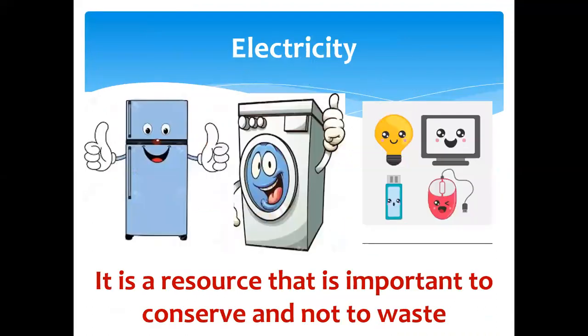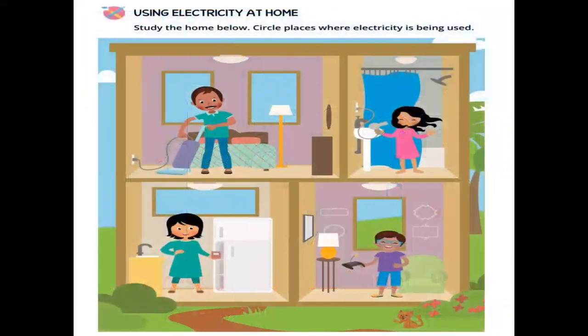We also need energy to make electricity for technology and machines. So, electricity is also a resource that is important to conserve and not to waste. Please turn now in your book to Using Electricity at Home, page 111, and circle the places where electricity is being used.